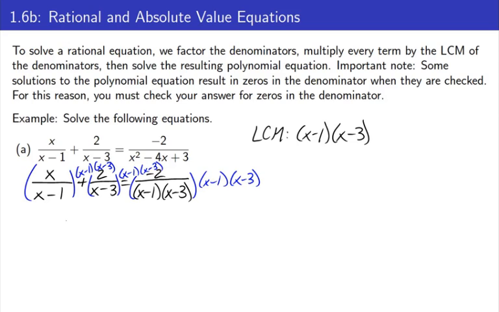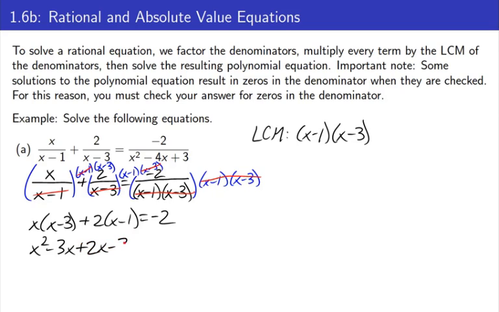Let's multiply both sides, which means all the terms, by this expression. Make sure that you do this to every single term, and then you can go back and look at what cancels. The x minus 1's cancel, the x minus 3's cancel, and both cancel on the right side. This leaves us with x times x minus 3 plus 2 times x minus 1 equals just negative 2. Now we'll do x squared minus 3x by distributing the x. We'll distribute the 2 to get 2x minus 2.